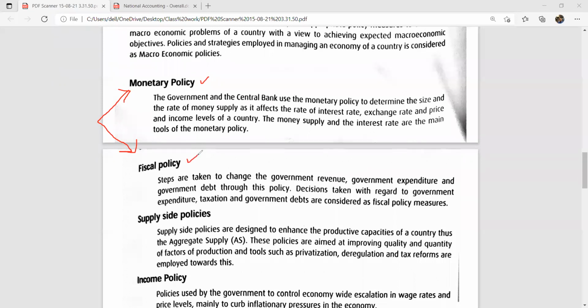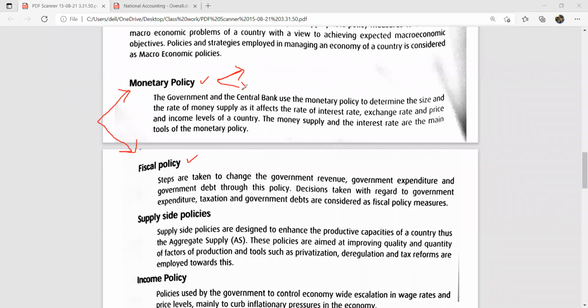Both monetary policy and fiscal policy are short-term and somewhat effective policy measures. Monetary policy includes two instruments: rate of interest and money supply. The rate of interest and money supply are controlled from time to time in order to achieve government targets, as we discussed before. The central bank in Sri Lanka implements monetary policy on behalf of the government.